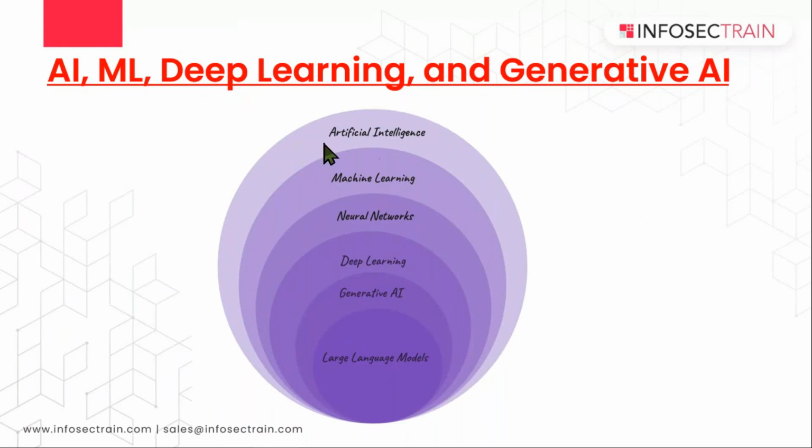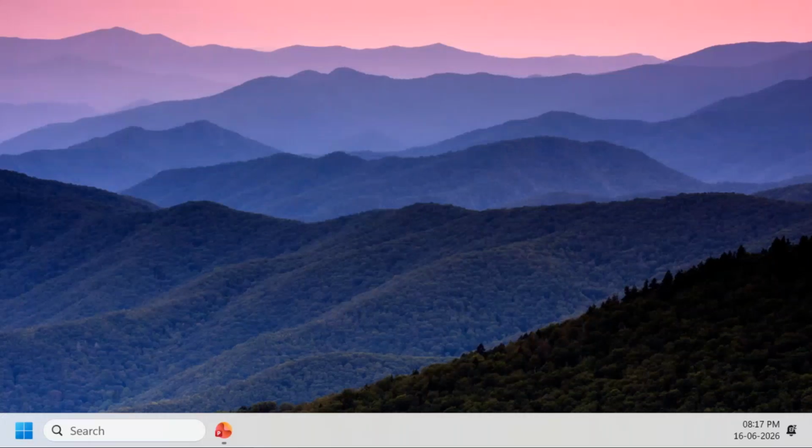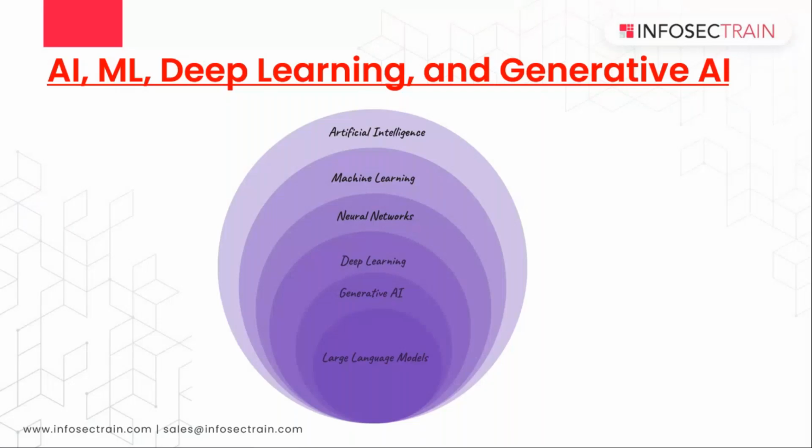So let's start our discussion with something called artificial intelligence. So what do you say, guys? What is artificial intelligence actually all about? So let's start with the AI part. What does it mean? Artificial intelligence, you can say, is a kind of department or a domain that actually simulates human intelligence.